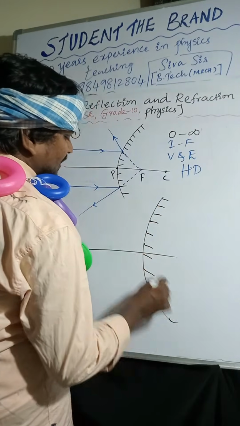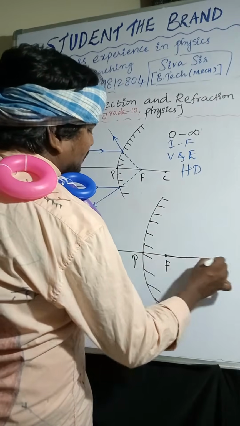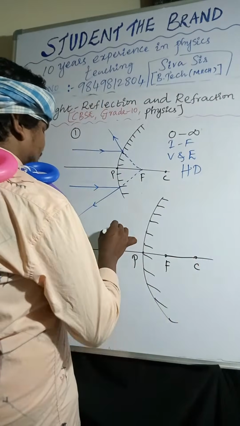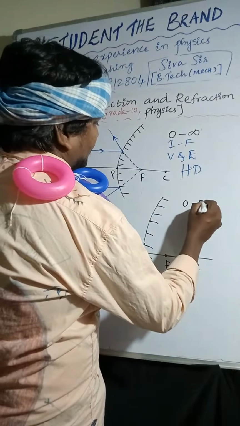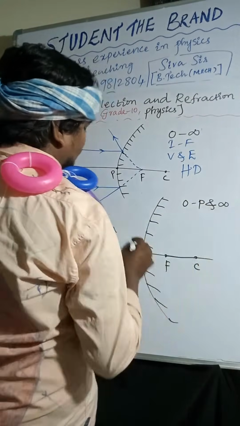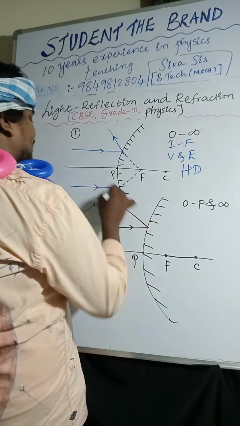Object is placed. So this is the focus and center of curvature. Object is placed between pole and infinity. So one light ray I am considering here. This is one light ray. So it will be reflected back.